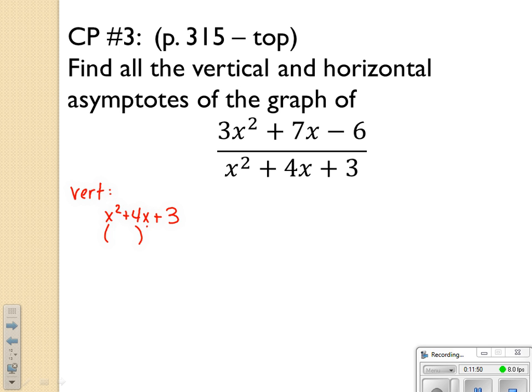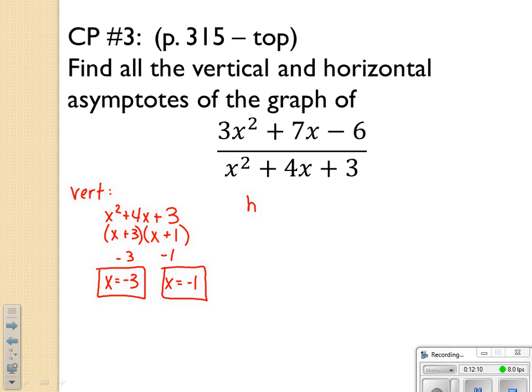It's looking factorable, so it's looking like we're going to have some zeros. So we have a negative 1 and a negative 3. So we have two vertical asymptotes: x equals negative 3 and x equals negative 1.